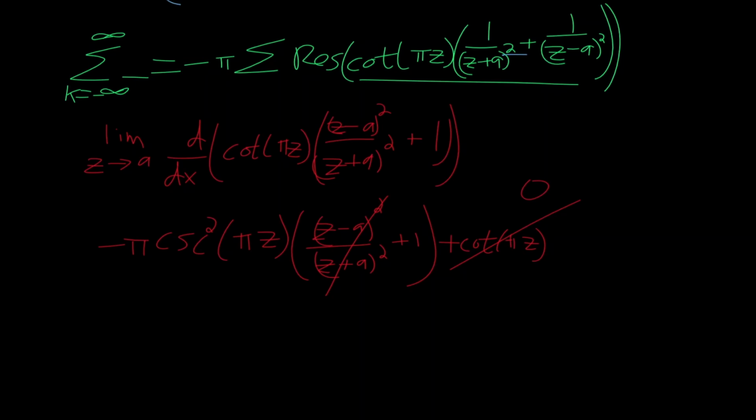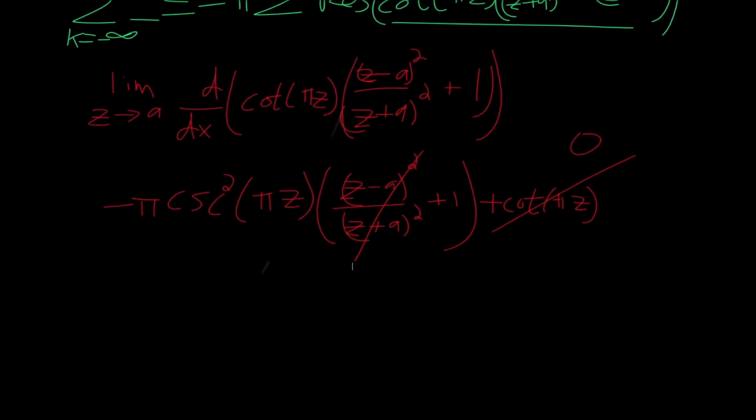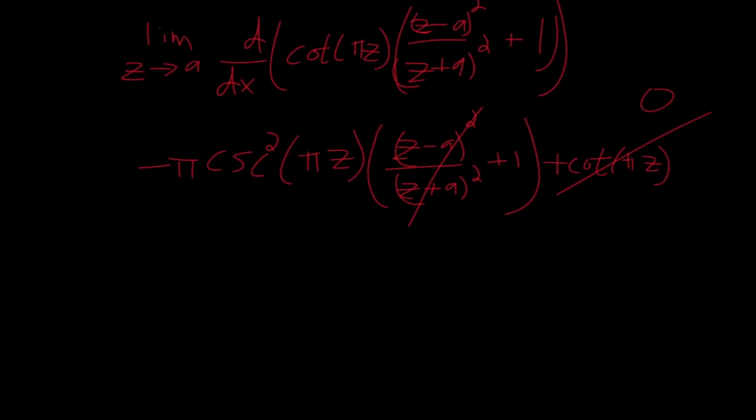Groundbreaking math we're doing on this channel today. We discovered that a minus a is 0. But that leaves us with the residue being equal to minus pi times cosecant squared of pi and then times a, because we plugged that in.